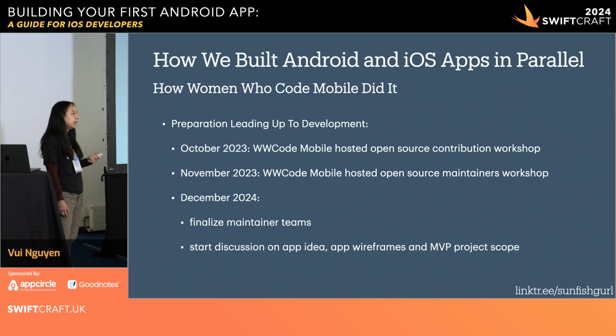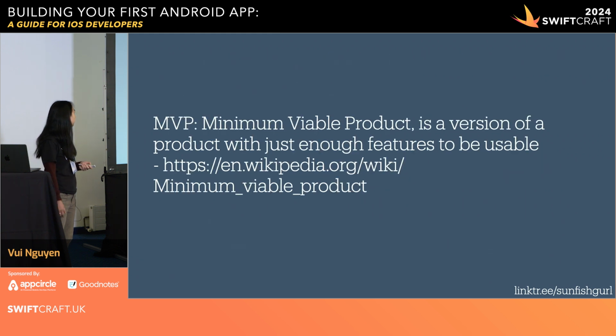And I started leading the maintainers in discussions on what the app idea was going to be, get some app wireframes started, and figure out what our MVP project scope is going to be. So a quick definition of MVP is minimum viable product. And it's a version of a product that has just enough features to be usable, according to Wikipedia.